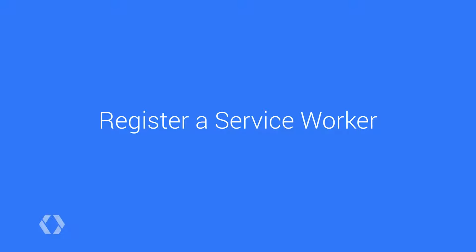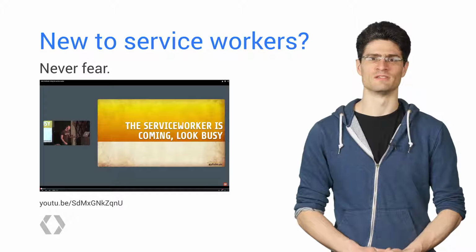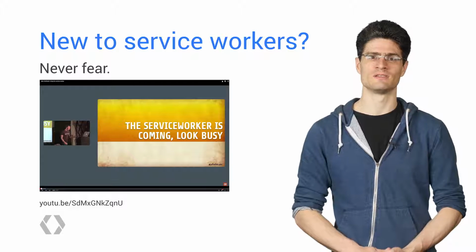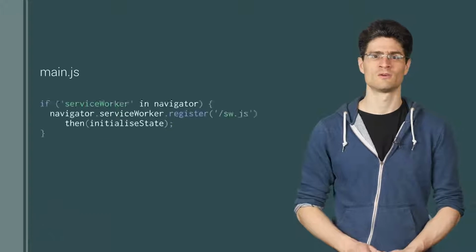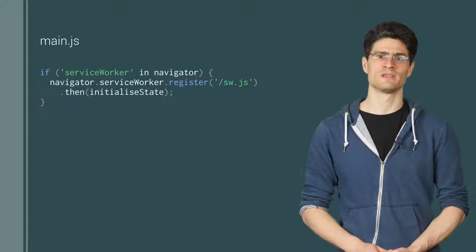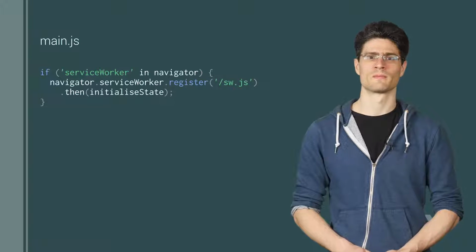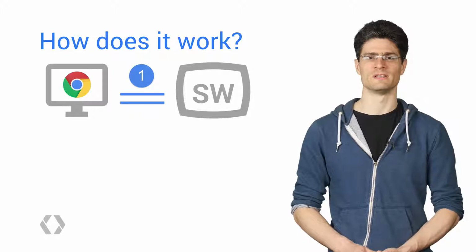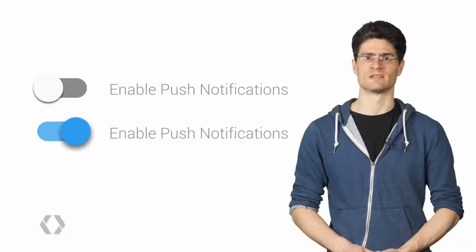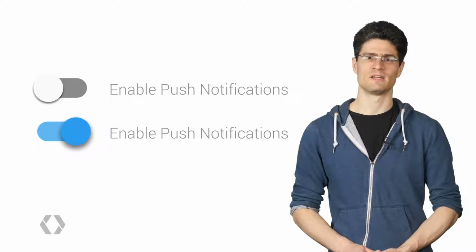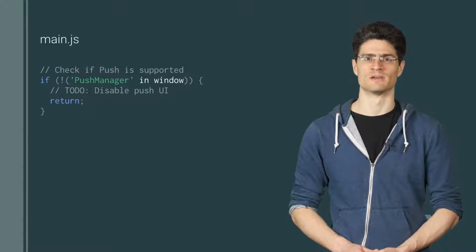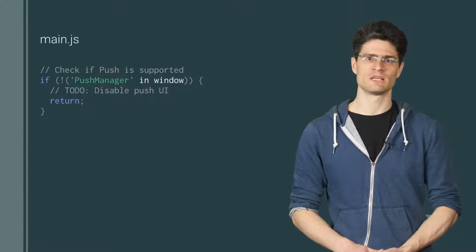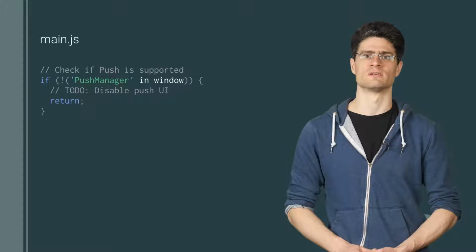Now that the GCM bit is done, the next step is to register a service worker in your web page. Don't worry if you're new to service workers. We'll be stepping through how to use them for push shortly, but for more in-depth details, you can check Jake Archibald's talk. Call navigator.serviceWorker.register, passing in the location of your service worker file. This will tie a service worker to your page. Once it's registered, you need to set up your UI. So let's imagine we have a toggle switch to enable or disable push. For browsers which don't support push, you should disable the switch by checking if PushManager exists on the window.